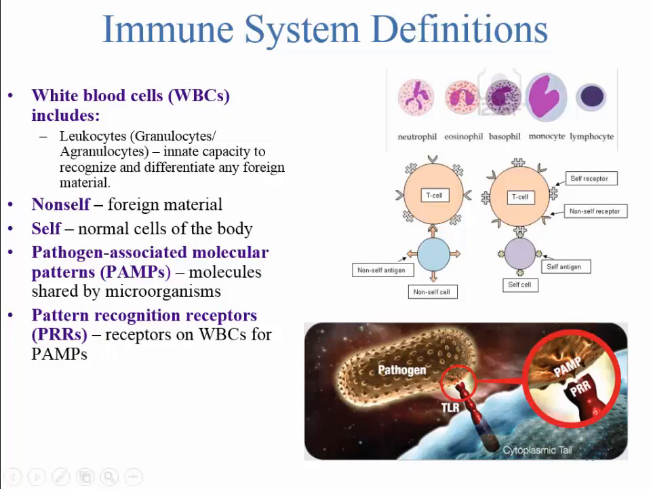The immune system has quite a lot of terminology. For example, our white blood cells include leukocytes that are broken into granulocytes or agranulocytes. Our granulocytes are neutrophils, eosinophils, and basophils. All of these cells have granules in their cytoplasm, hence they are termed granulocytes. Monocytes and lymphocytes, however, have no granules in their cytoplasm. Therefore, they're termed agranulocytes.